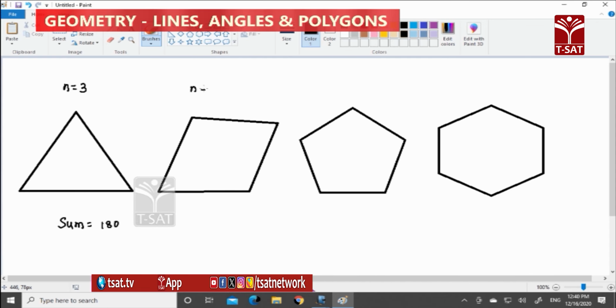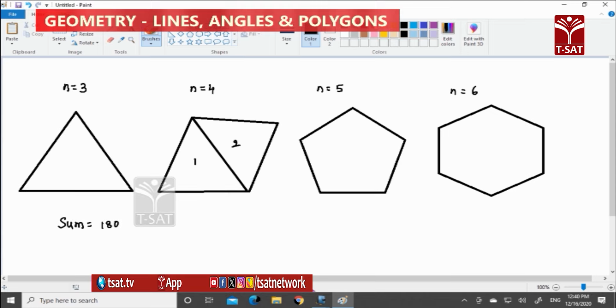Number of sides of the quadrilateral is 4. Number of sides for pentagon is 5. Number of sides here is 6. Now look at what is the sum of interior angles of a quadrilateral. For a quadrilateral, from one vertex you divide the quadrilateral into two triangles, and the two triangles are non-overlapping. So I am dividing it into 1, 2.